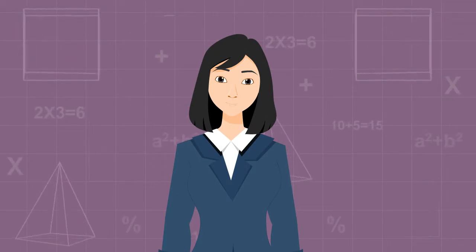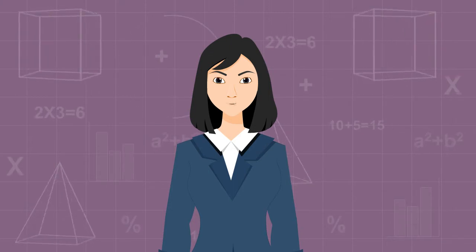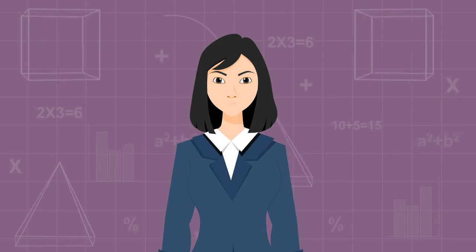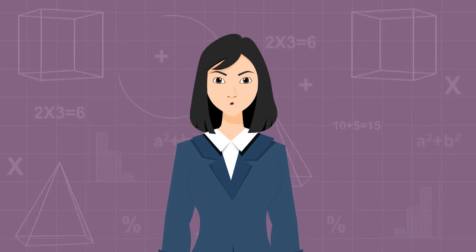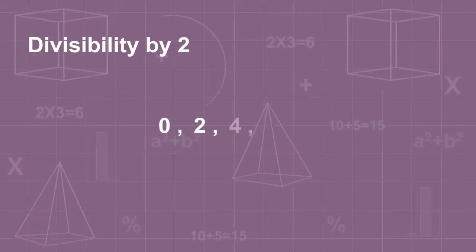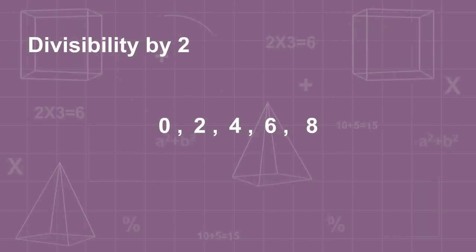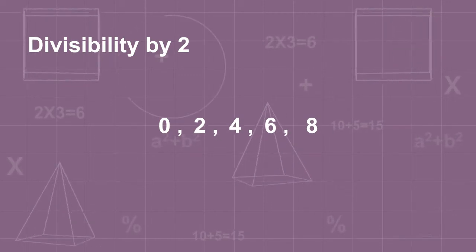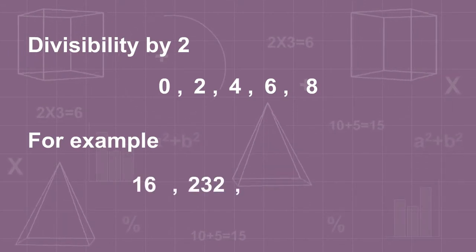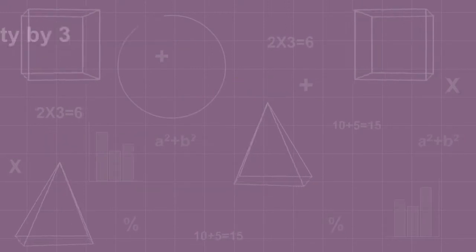Friends, now I am going to tell you about some divisibility rules. Divisibility rules are a technique to test whether a number is completely divisible by another number without actually dividing. Divisibility by 2. A number is divisible by 2 if its last digit is 0, 2, 4, 6, 8. For example, 16, 232, 350, 58, etc.